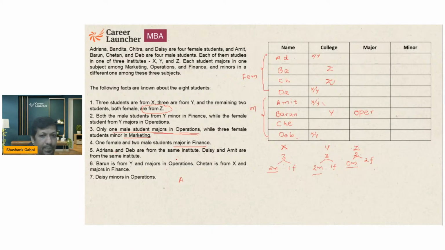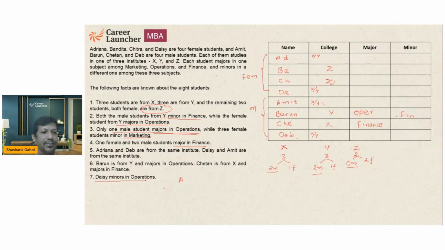marketing or finance. Okay, Chetan is from X and majors in finance. So basically, one of the two guys should be majoring in finance. Okay. Now I am coming to this statement again: both the male students from Y minor in finance. So this guy must be minoring in finance. Okay. While the female students from Y major in operation. Okay, I'll come to that. One female and two male students major in finance. Okay. So in finance there are going to be three people.